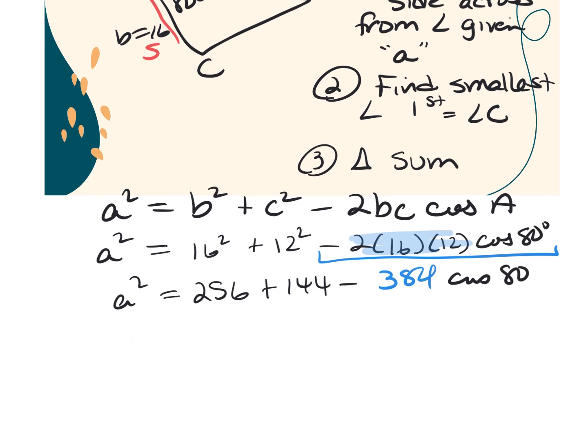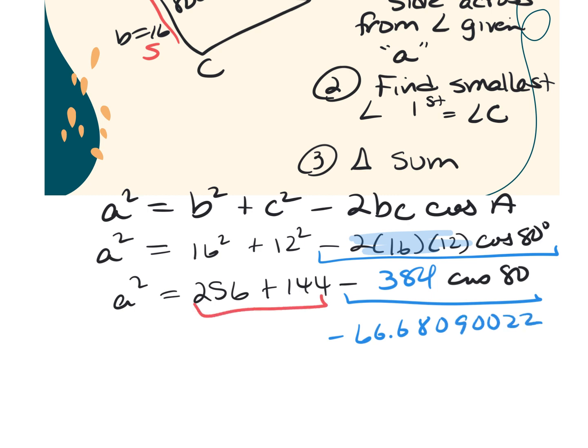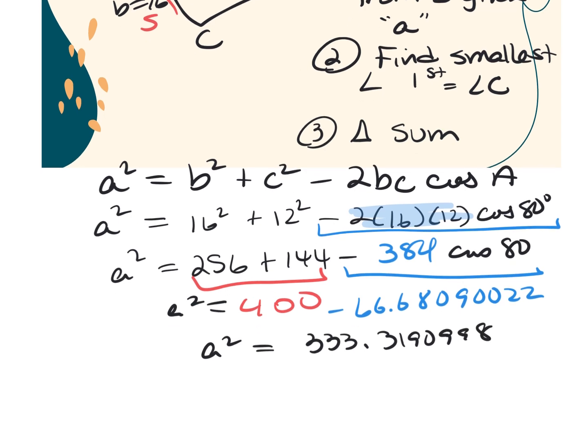Again, practice, practice, practice with your calculator. So this all becomes 66.68090022. I'm going to add these two together, and I get 400. And then when I subtract, I get 333.3190998. Again, I don't want a squared, I want a, so square root it, and a is 18.26 meters.